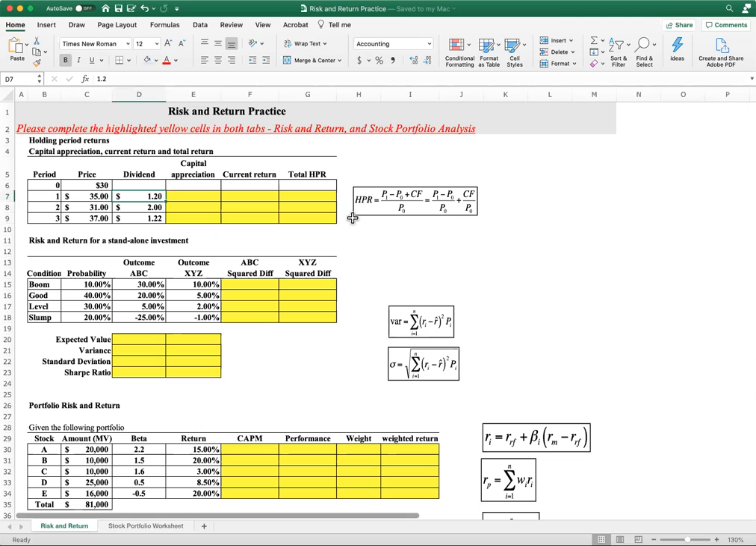So there's an important concept here. I want you to write this down. Holding period return, HPR, okay? Holding period return. Sounds exactly like what it is.